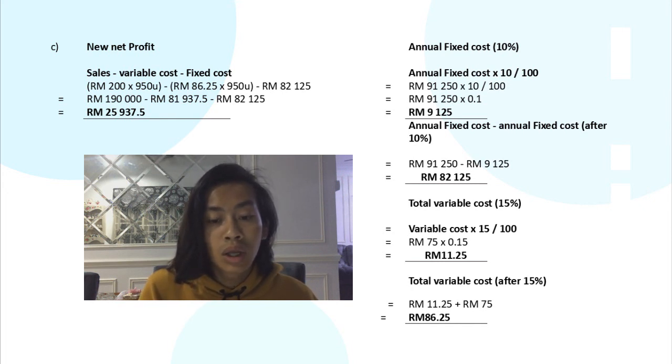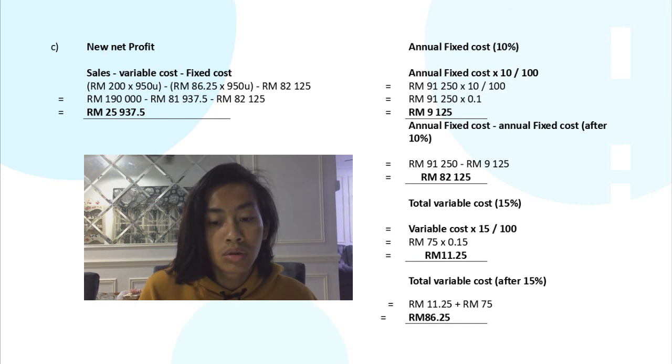So 91,250 minus 9,125, and the total will be 82,125. The next step is we need to search for the total variable cost. The variable cost is 75 ringgit, times 15%, and it will be 11 ringgit and 25 cents. The next step is we need to add this to the variable cost.